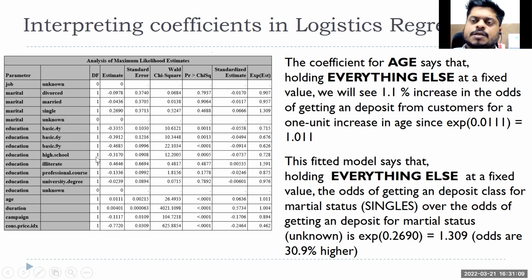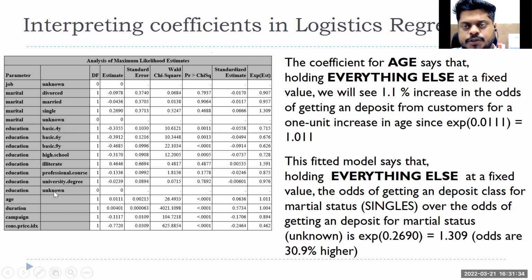In this particular case, a person creating a bank account divided by a person not creating a bank account. Probability of person creating account divided by probability of person not creating account. So that is the odd. So that odd increases by 1.1 percentage for each unit increase in age. Again, similarly for the categorical variables, you have to compare with the baseline, whichever you have taken as the baseline.